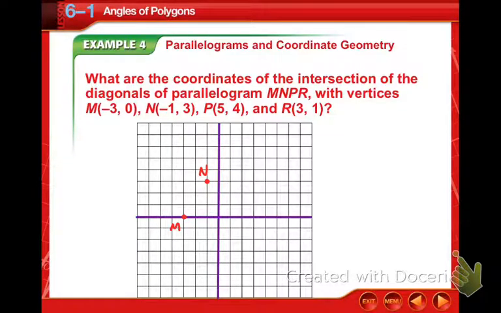P is at 5, 4. And R is at 3, 1. I don't know why it won't let me draw the dot here right now. There we go. I'm going to try to get rid of this extra dot here. There we go. So that is R. So now we just need to connect our points together.